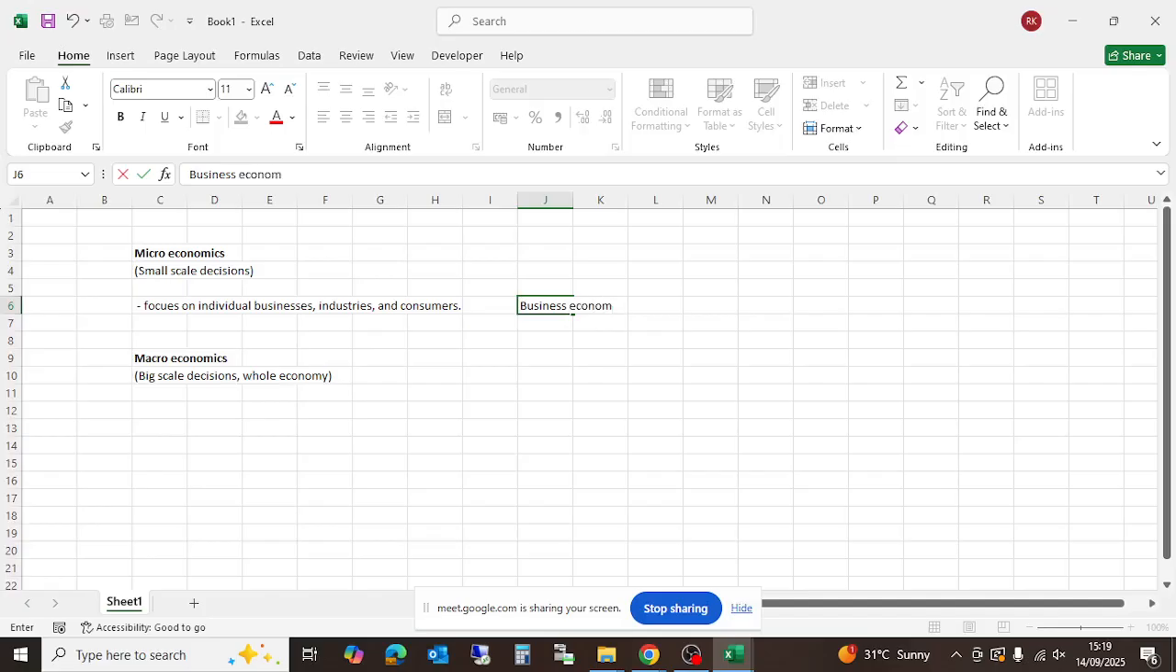Business economics combines the two. Under business economics, you'll find both microeconomics and macroeconomics. So business economics connects both, so businesses can make decisions whilst considering the wider economy.